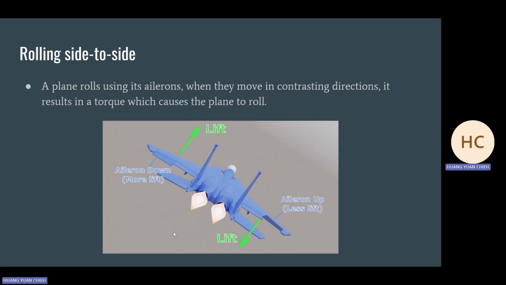Next are the ailerons. A plane is able to roll when its ailerons are moving in opposite directions. When one of its ailerons is moving upwards and the other is moving downwards, this will result in an imbalance of lift, which causes the plane to roll.